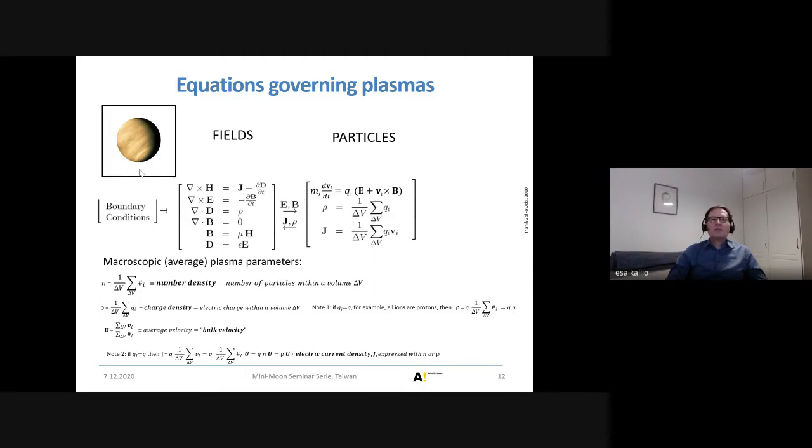And then you also have to have some information about the initial conditions and boundary conditions: how much plasma there is, the properties of the plasma that is entering the box, and also what is happening to the plasma when it comes close to the object.